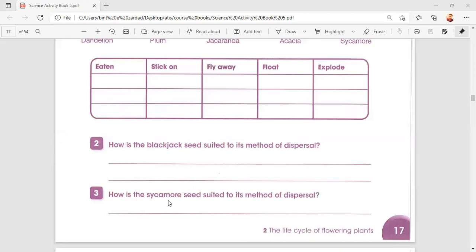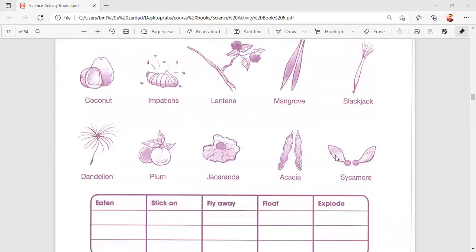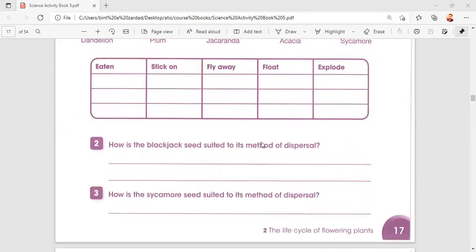How is the sycamore seed suited to its method of dispersal? The sycamore seed has two wings. You can see here. So it has two wings to help it float in the air.